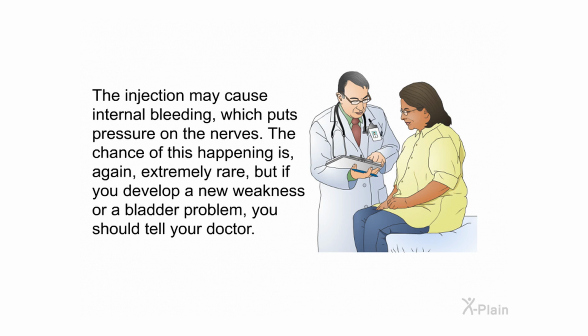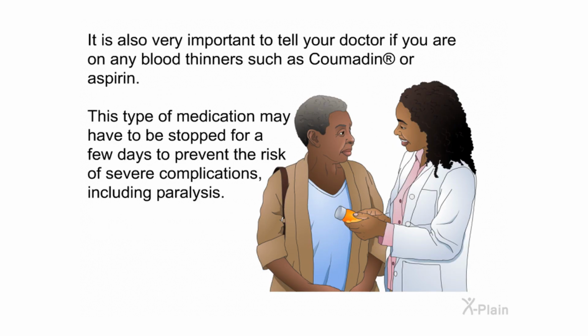The injection may cause internal bleeding, which puts pressure on the nerves. The chance of this happening is again extremely rare, but if you develop a new weakness or a bladder problem, you should tell your doctor. It is also very important to tell your doctor if you're on any blood thinners such as Coumadin or aspirin. This type of medication may have to be stopped for a few days to prevent the risk of severe complications, including paralysis.